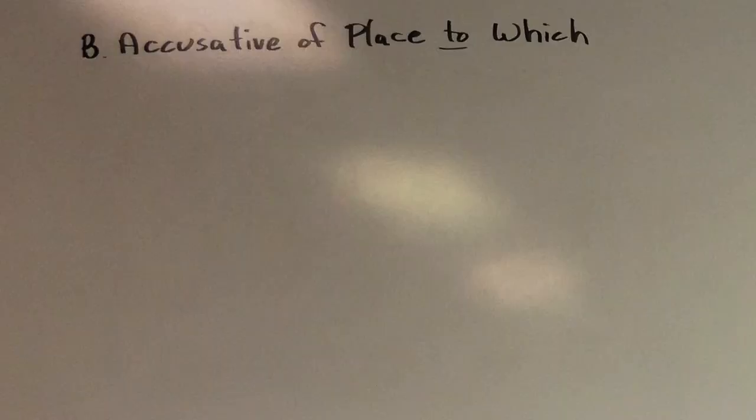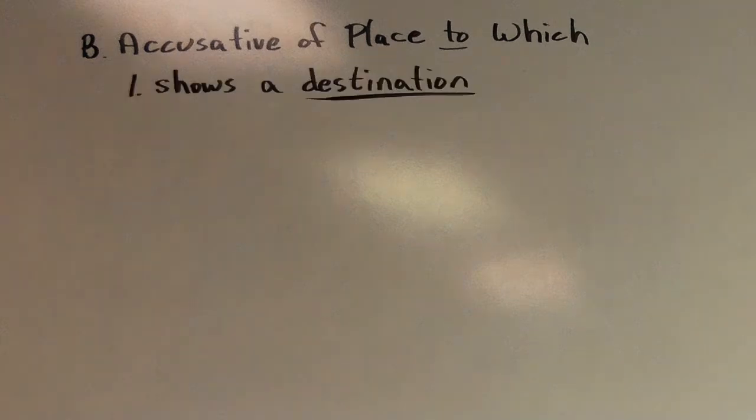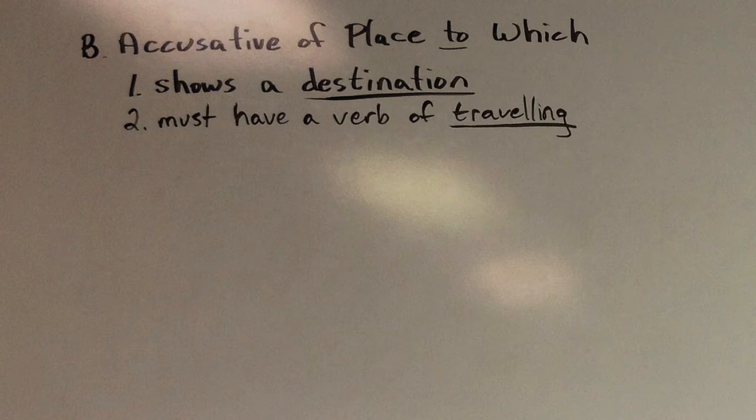The second construction we'll look at today is the accusative of place to which. Unlike the ablative of place where, the accusative of place to which shows a destination. It shows the place to which you're going. Now pause for a second and try to think of a few actions you might be doing if you had a destination. In all likelihood, the actions you thought of that would have a destination involved were all actions that involved traveling. In order to have a destination, you must be traveling.